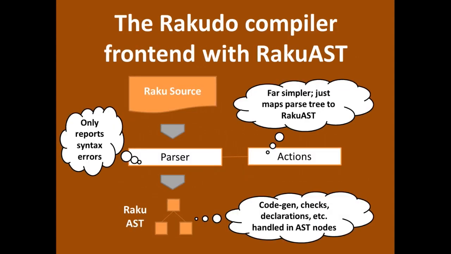So when we put this into the compiler front end, a lot of the complexity moves into these Raku AST nodes. And really the parser is left a little bit simpler. It's not going to change that much, but it gets a bit simpler. It only needs to report syntax errors. The actions get massively simpler because their job now is just mapping the parse tree into Raku AST. That's actually a relatively simple mapping by this point.